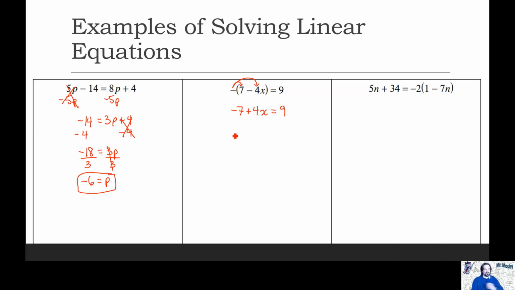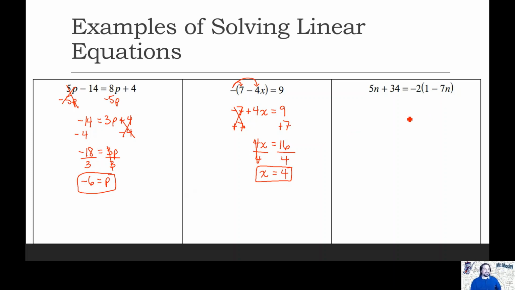Now I'll start my reverse order of operations, try to get closer to x by itself, and we add 7, because minus 7 plus 7 is 0. So we add 7 here. That leaves me with 4x equals 9 plus 7 is 16. Divided by 4, 4 divided by 4 is 1, so I'm left with 1x equals 16 divided by 4 is 4. And again, we've found our solution.